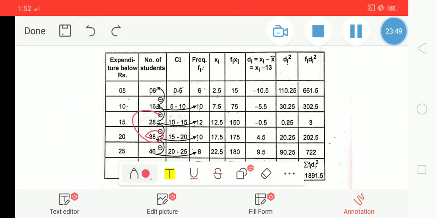38 minus 28, so that gives 10. Now 28 minus 16, so that gives 12. Now 16 minus 6, so that gives 10. And 6 minus, here no value, so 0, that is 6. So we write here frequency fi.